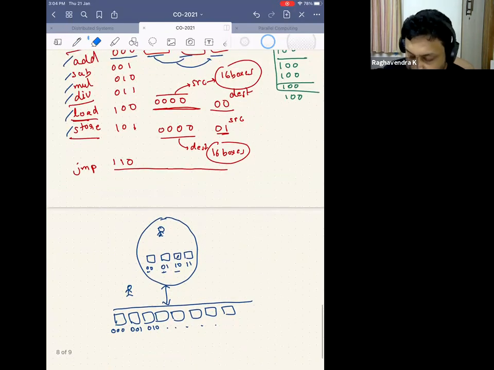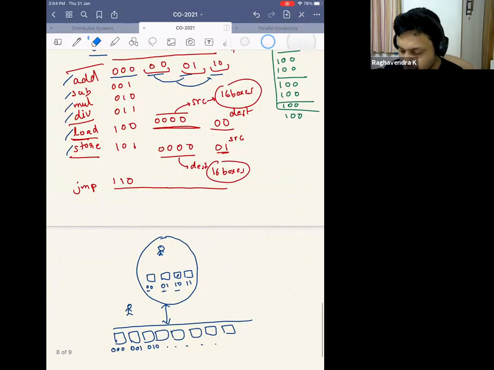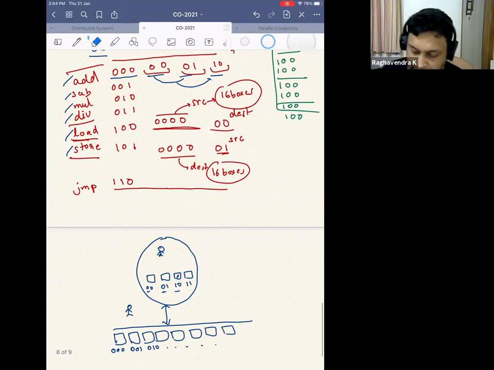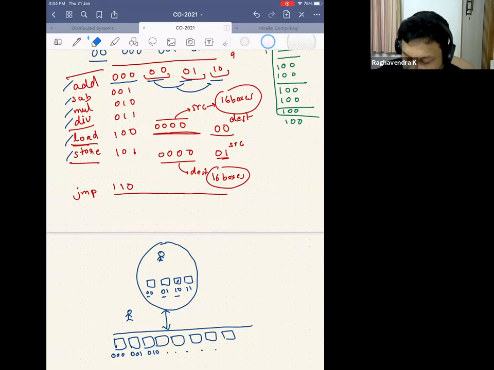So you should be able to write fairly easy programs. Like if I want you to add two numbers, compute the result, and then add some other number to this, you should be able to do it, right? Or whatever, right? So add, subtract, multiply, divide, and load and store. And why do I need load and store?